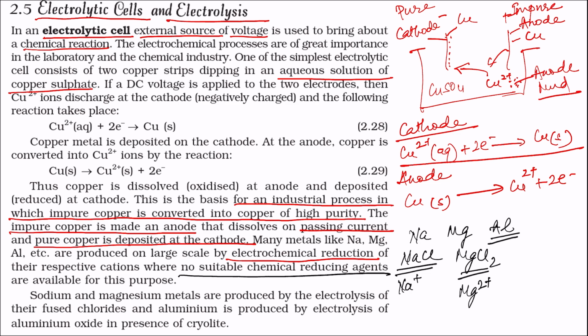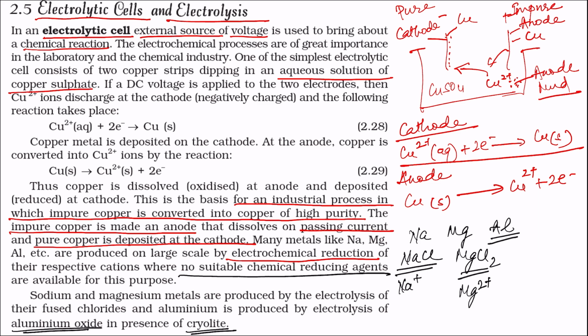And how is aluminium produced? Aluminium is produced by the electrolysis of aluminium oxide in the presence of cryolite. In this case, aluminium will get deposited at the cathode.